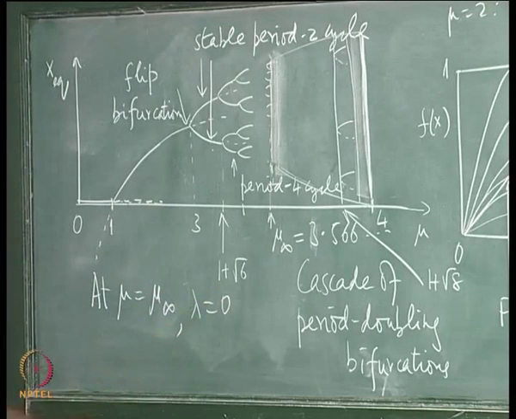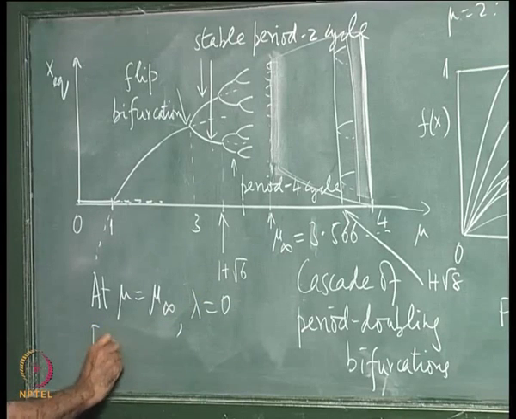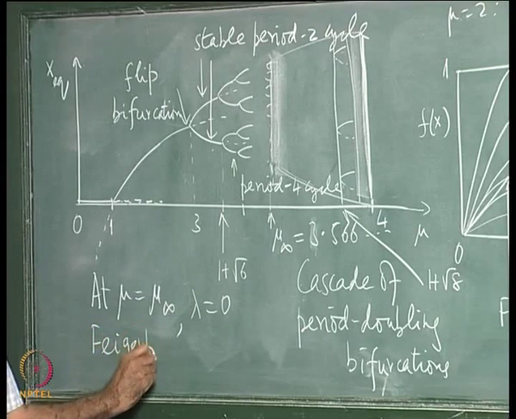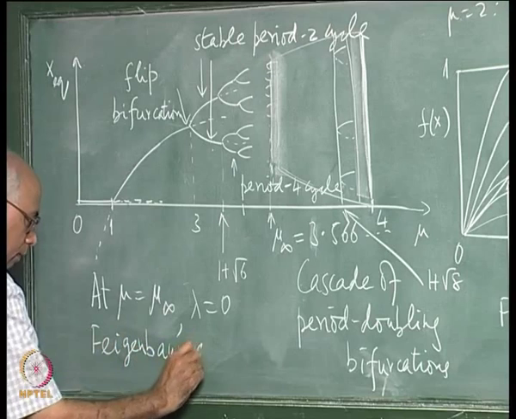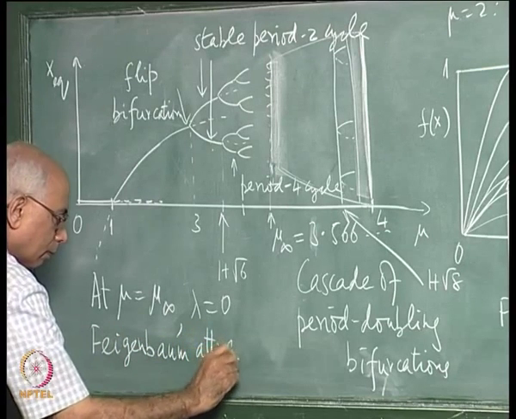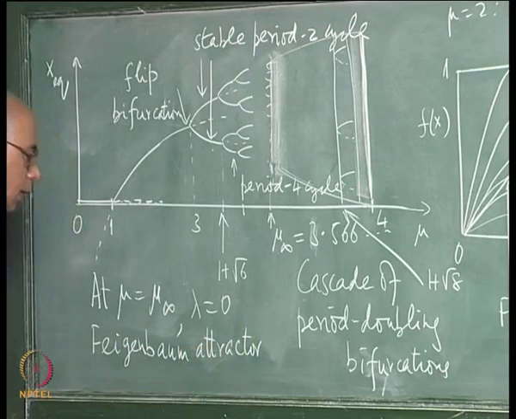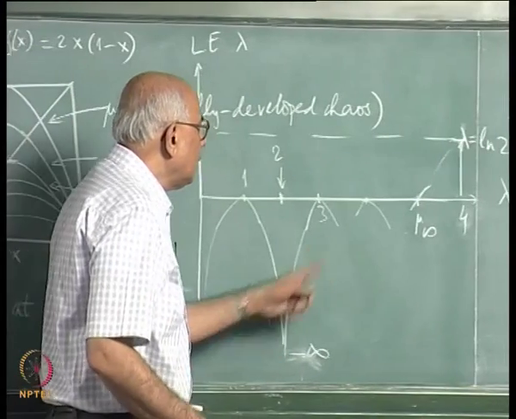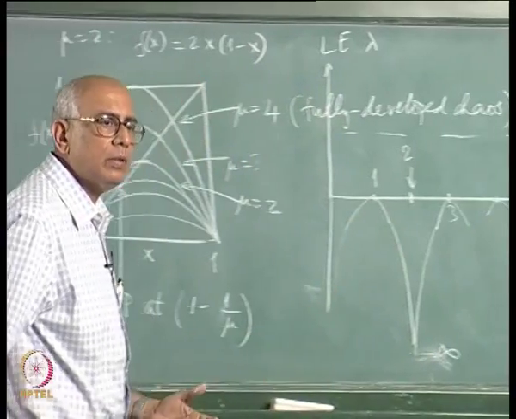Lambda is just about to cross over from 0, and the attractor is called a Feigenbaum attractor. It is not chaotic, because chaos has not set in yet. Lambda is still equal to 0; it has not taken off to positive values.